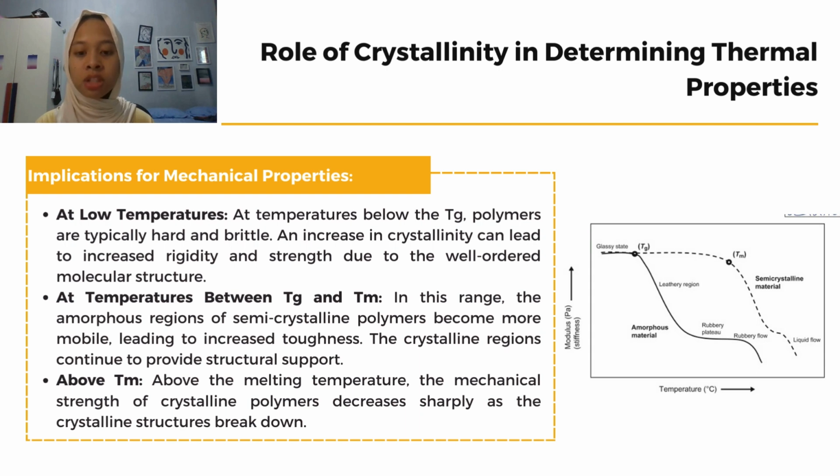At temperatures between Tg and Tm, in this range, the amorphous regions of semicrystalline polymer become more mobile, leading to increased toughness. The crystalline regions contribute to provide structural support, and above the melting temperature, the mechanical strength of crystalline polymer decreases sharply as the crystalline structure breaks down.